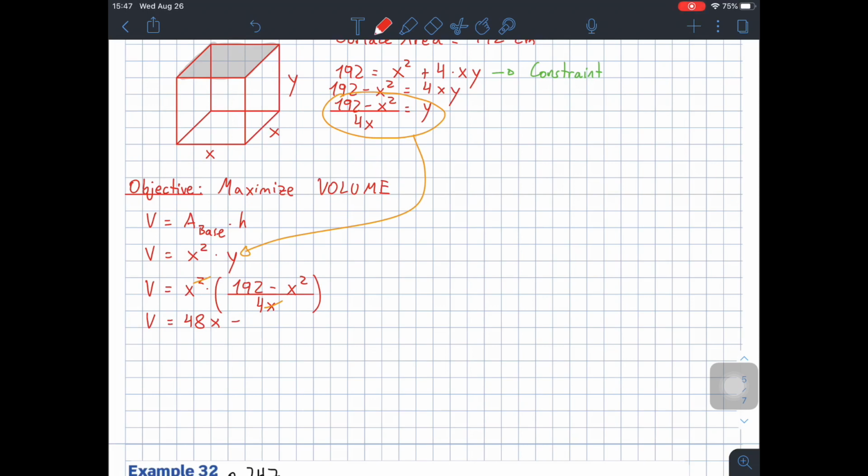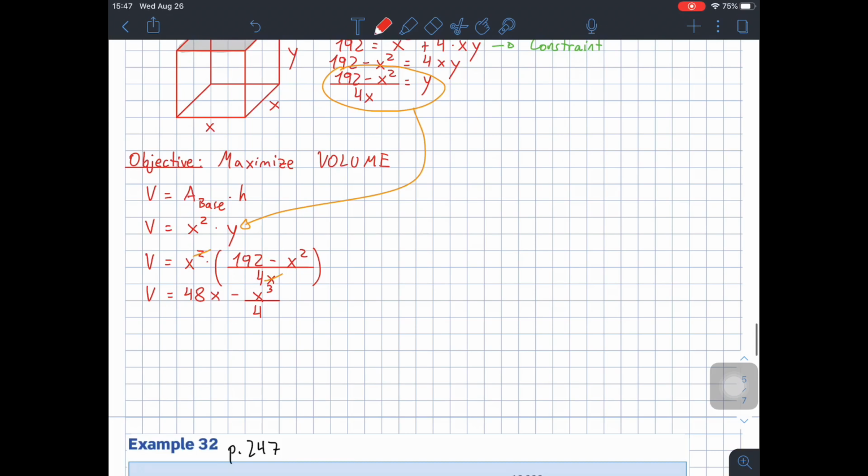And then x times x squared, that's x cubed. And this is divided by 4. Remember, this 4 divides both of these terms. Okay, so I think we can get up to there for the expression.